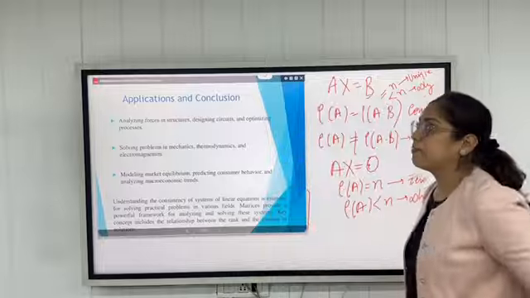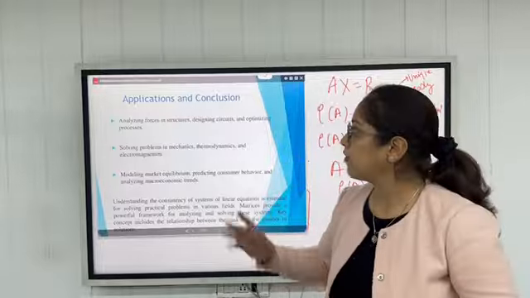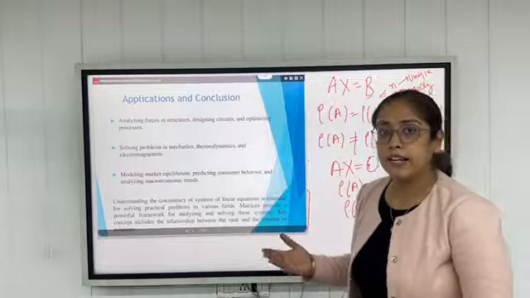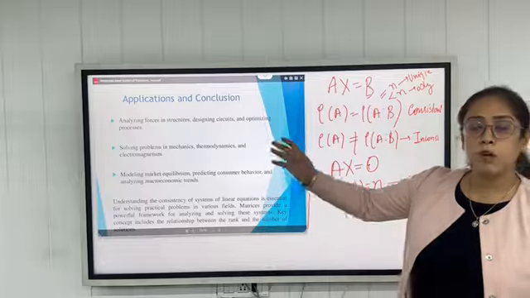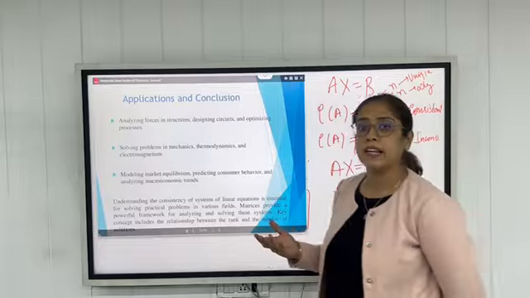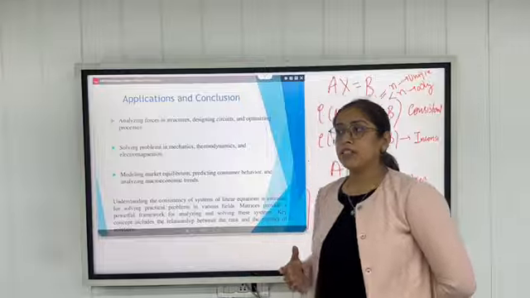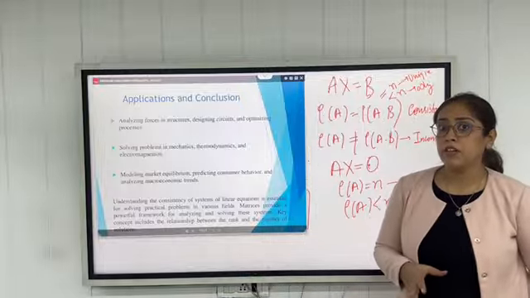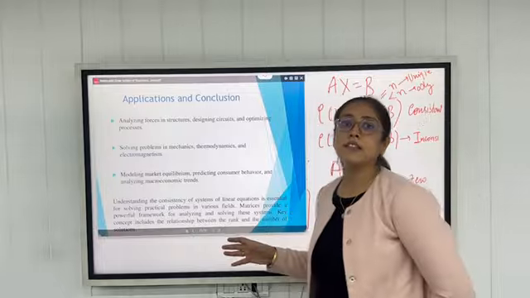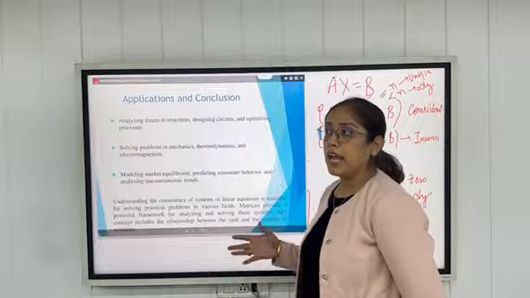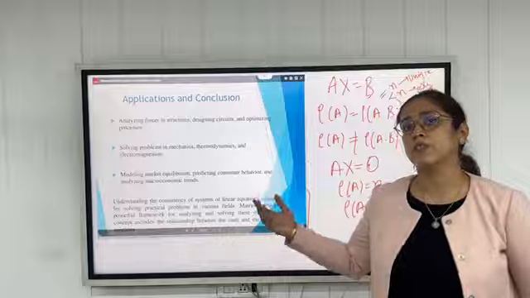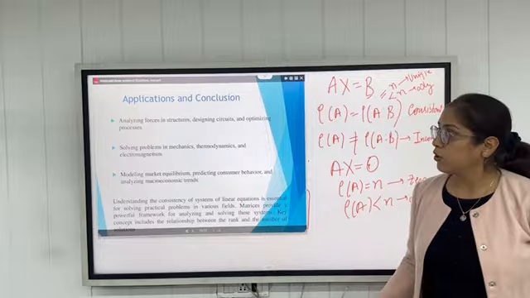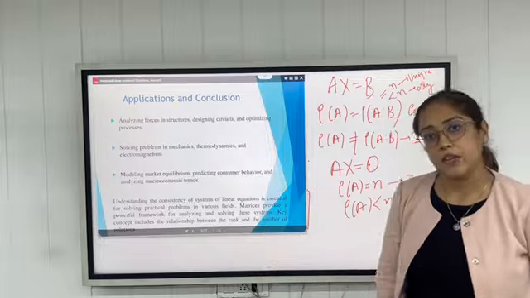And then the last, applications and conclusion. Systems of linear equations appear in analyzing forces and structures, optimizing processes, and solving problems in mechanics, thermodynamics, and electromagnetism. So in a nutshell, matrices provide a great framework for solving and analyzing systems of linear equations. And the key concept includes the relationship between the rank and the solution of the matrices. I hope you enjoyed this lecture. Thank you very much.